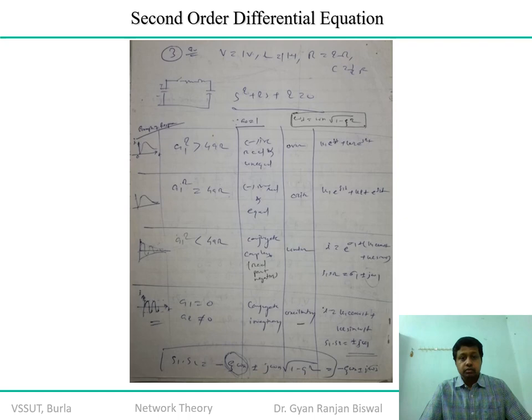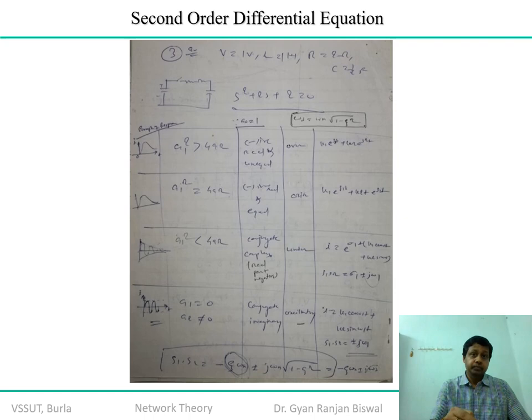This is basically nothing but 1 upon time constant. So if this factor is very high, that means the time constant will be low. T is equal to 1 upon zeta omega n, so T will be very, very low. If T is very low, that means the rate of change is fast, and the circuit will attain very fast recovery. Otherwise it will be slow.